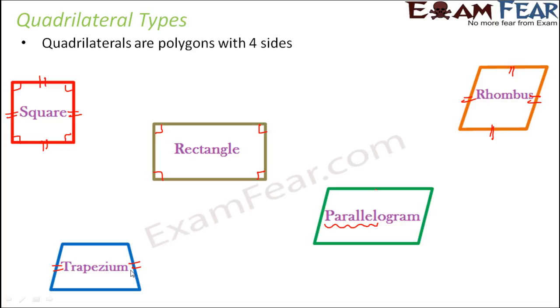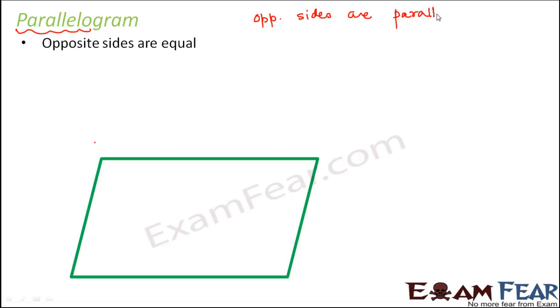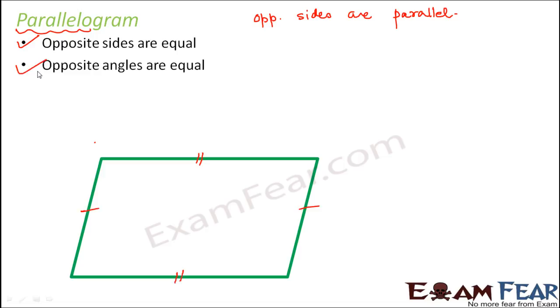So let us look at the properties of each type of quadrilateral. We start with a parallelogram. As the name suggests, parallel, something is parallel here. And what is that something? The opposite sides. So here opposite sides are equal, but they are also parallel. That's the basic thing. The opposite sides are parallel, that is why it is called a parallelogram. Also, opposite sides are equal in length. That means this side is equal to this side. Opposite angles are also equal.